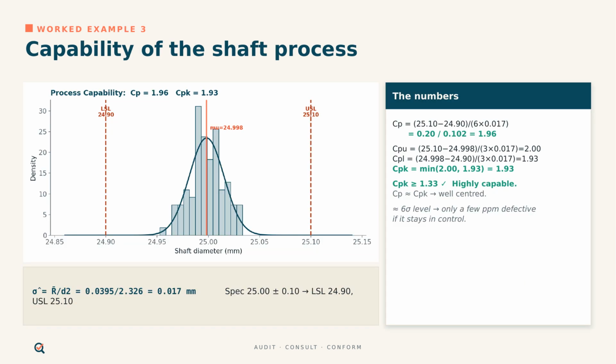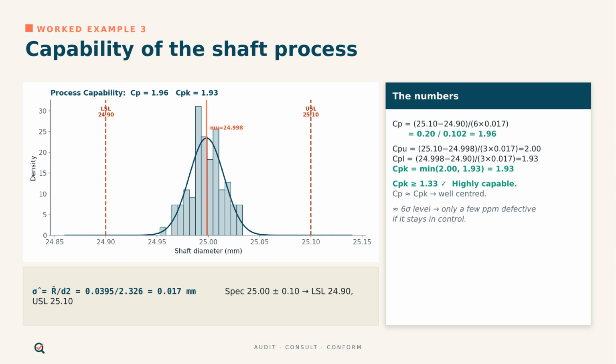Back to our shaft. We estimate the process sigma from the average range as about 0.017 millimeters. The spec is 25 plus or minus 0.10, so a lower limit of 24.90 and an upper of 25.10. Cp is the tolerance of 0.20 divided by 6 sigma, about 1.96. Working out each side gives a Cpk of about 1.93. That's comfortably above 1.33, so the process is highly capable, and because Cp and Cpk are close, it's well centered.